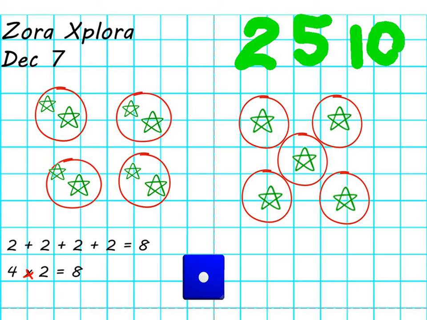Okay, so I have all my stars in place. Now I'm ready to think about the math. I have 1 plus 1 plus 1 plus 1 plus 1. And all of those ones together make 5. 1, 2, 3, 4, 5. So I'm going to go ahead and write that out.